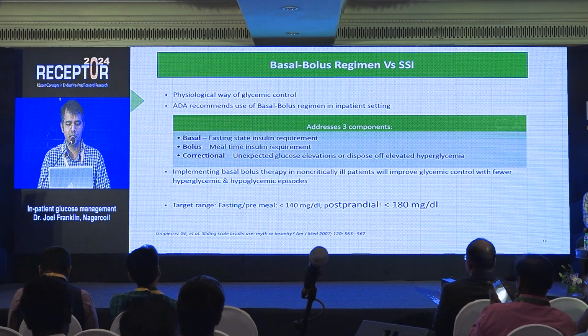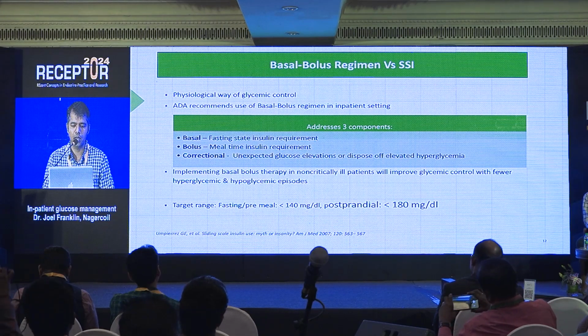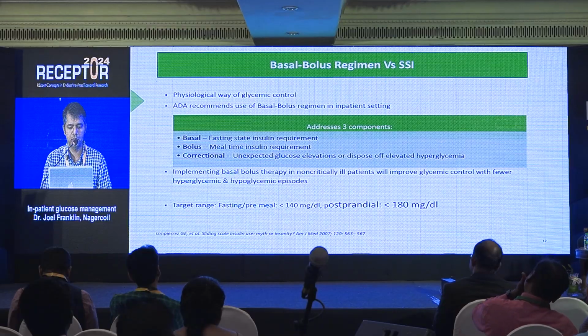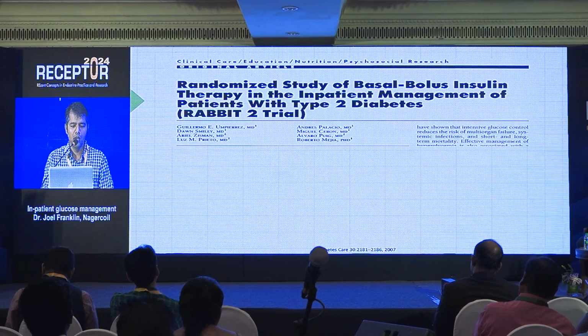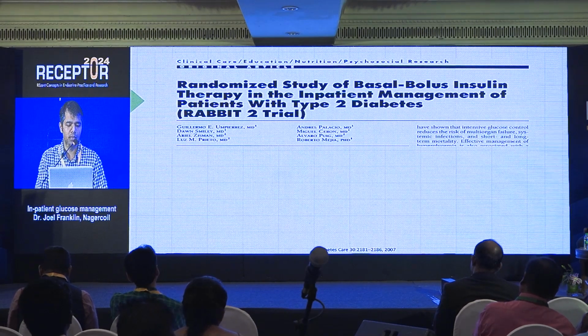So this basal bolus regimen is not the sliding scale. Ideally, the basal bolus regimen is a physiological way of glycemic control, and ADA and all the guidelines recommend implementing the basal bolus regimen only. It addresses 3 components: basal is the fasting state insulin requirement, bolus is the mealtime insulin requirement, and correction is for unexpected glucose elevations or hyperglycemia. The target range for fasting or pre-meal is less than 180, and the postprandial should also be less than 180.